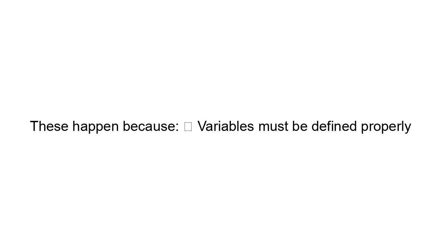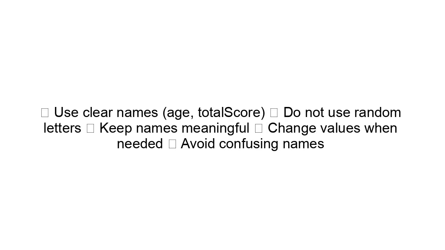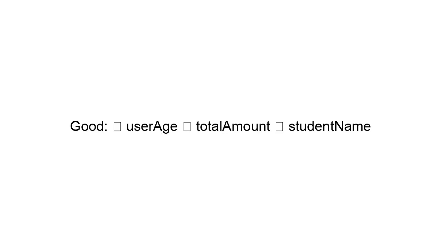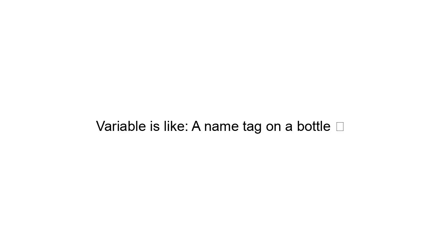Good practices for variables. Use clear names. Age. Total score. Do not use random letters. Keep names meaningful. Change values when needed. Avoid confusing names. Bad: X1, Y2, Z3. Good: user age, total amount, student name.